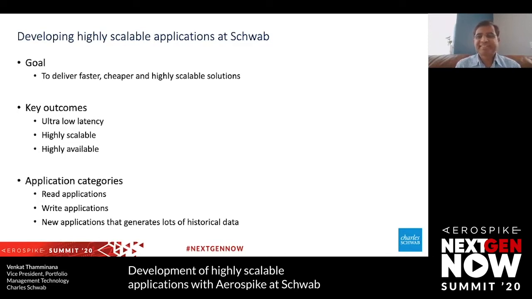That's where we started. We wanted to come up with a strategy where we can build, our goal was to deliver faster, cheaper, and highly scalable solutions. All these 3 were having a problem when we were on legacy. And the outcomes we expected from this initiative were ultra low latency response for all the services that we host, and they should be linearly scalable, horizontally scalable, and highly available.